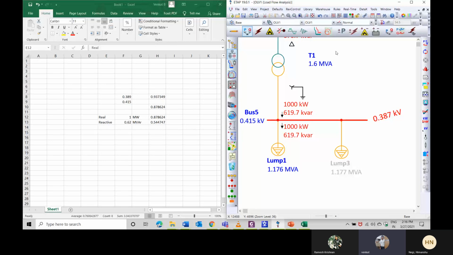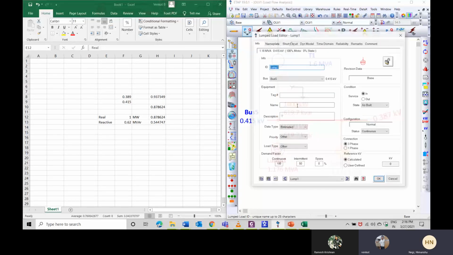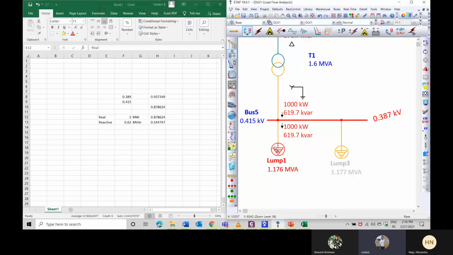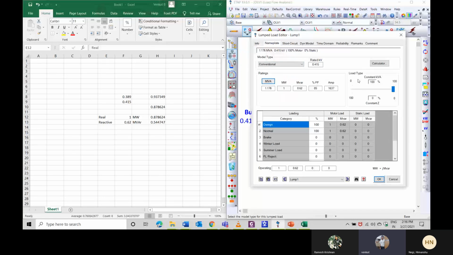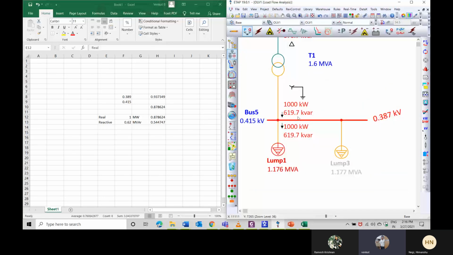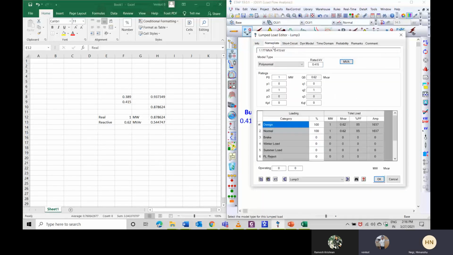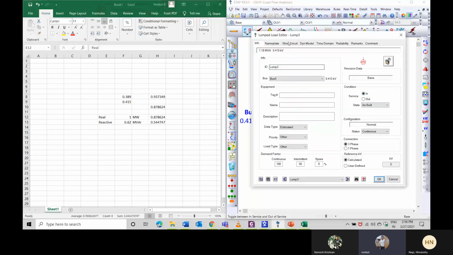This is the difference between a constant current load and a constant impedance load, and constant power. Now I will try to model a constant current load. Here there is no option for modeling it as a constant current load. What I can do is take this load and make it in service.